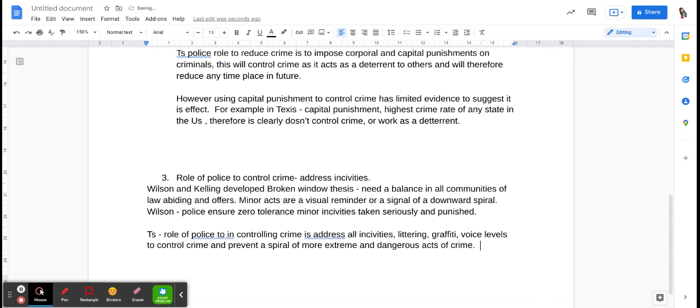This shows what their role is. They address everything low level. It prevents a spiral, prevents crime from getting worse. However, I really struggled with this evaluation. If you've got any better evaluation in your grid, please let me know or change it. I really struggled. So what I put here is however, and I'm going to try not to just juxtapose them.